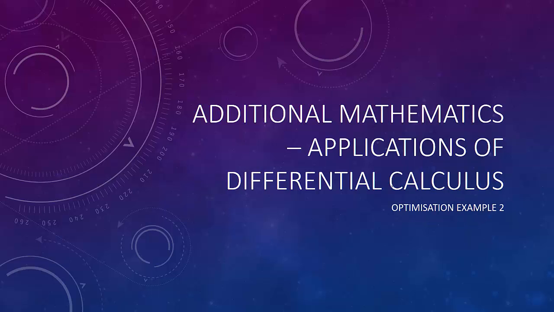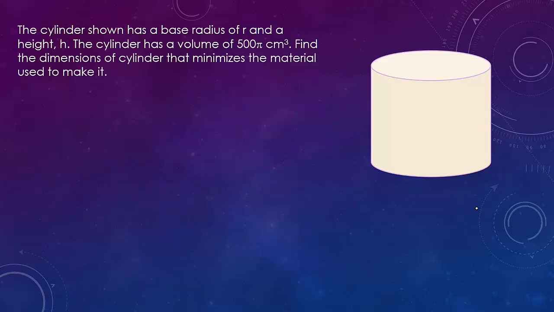Optimization example 2. The cylinder shown has a base radius r and a height h. The cylinder has a volume of 500 pi centimeters cubed. We want to find the dimensions of the cylinder that minimizes the material used to make it.